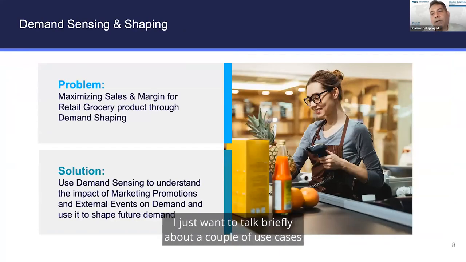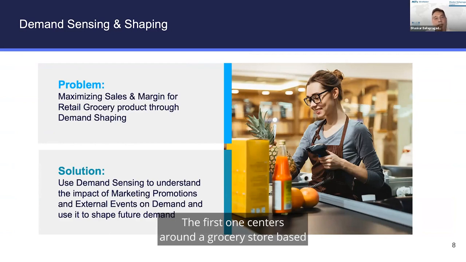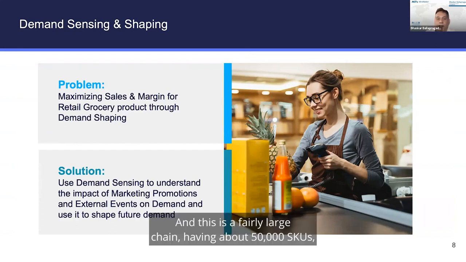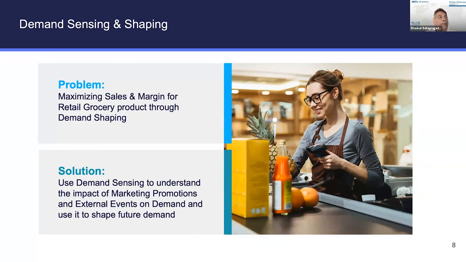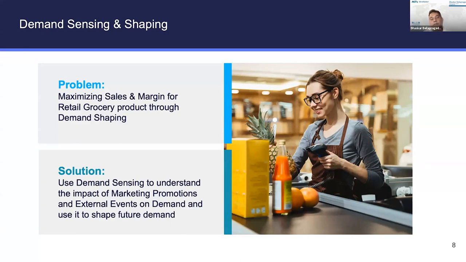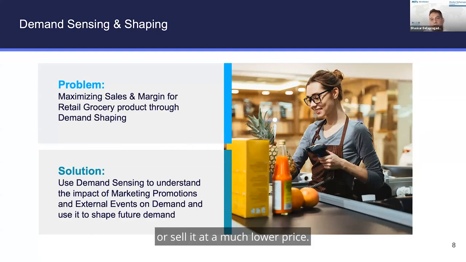I just want to talk briefly about a couple of use cases that we had worked on and have had experience with during the course. The first one centers around a grocery store based out of Europe, and this is a fairly large chain, having about 50,000 SKUs, multiple distribution centers and retail outlets. With the supermarket chain, one of the challenges, of course, is the shelf life and the wastage. As soon as the product expires, you end up having to throw it out or dispose of it or sell it at a much lower price.